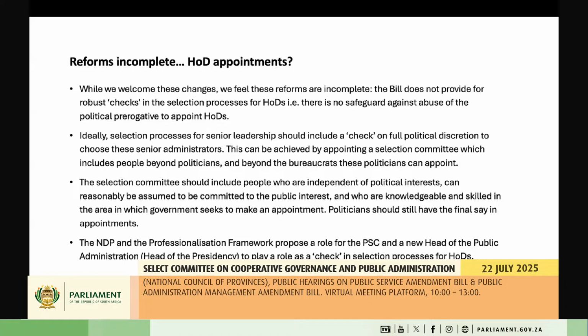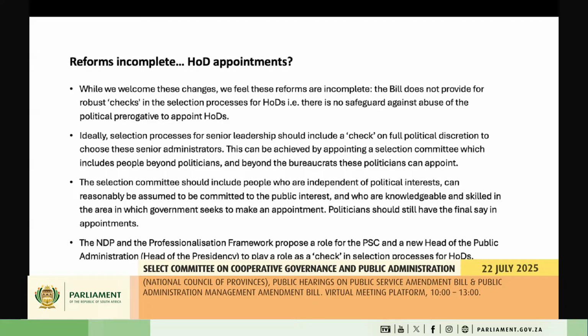And by this notion of a kind of check, what we mean is that you would have people on selection committees, beyond politicians and the bureaucrats that they can appoint, to include people who are independent of political interests and, of course, should be public interest minded and have the knowledge and skills to support appropriate selection. And then, of course, politicians should still have that final say in appointment.